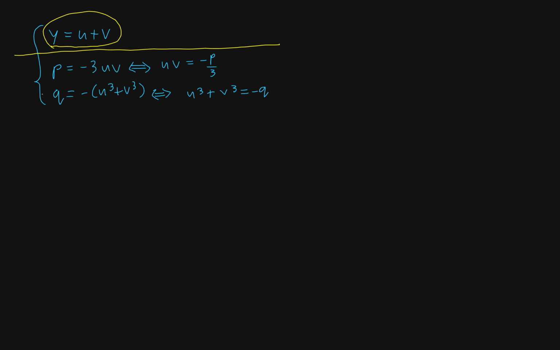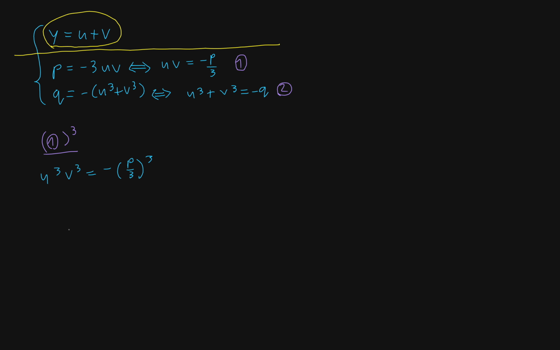But anyways, now, what we're going to want to do, I'm going to label these actually. This is our equation 1, this is our equation 2. What we're going to want to do is cube equation 1, okay? So then we're going to get u cubed v cubed is equal to minus (p/3) cubed, okay?